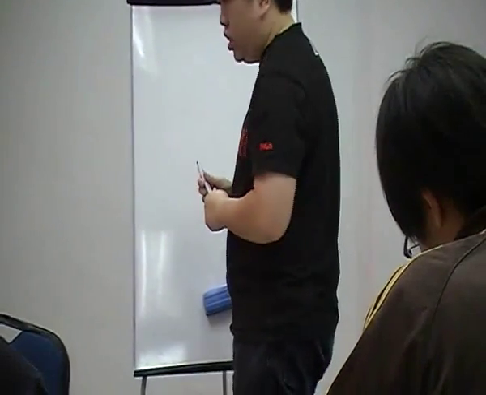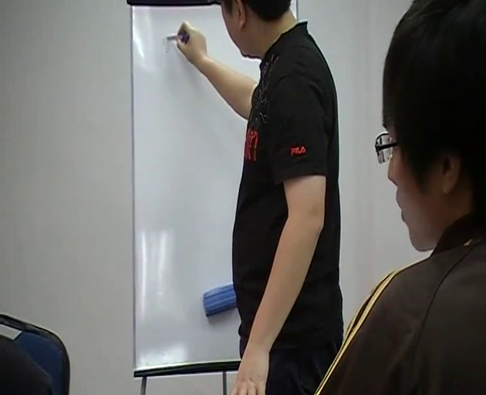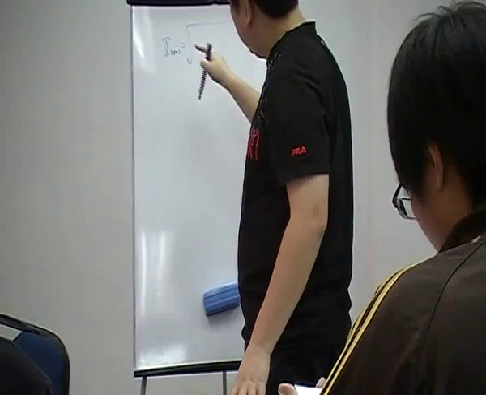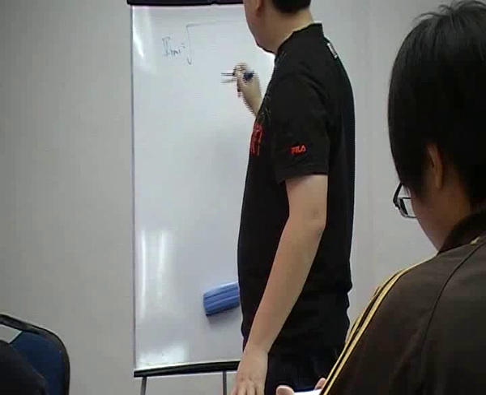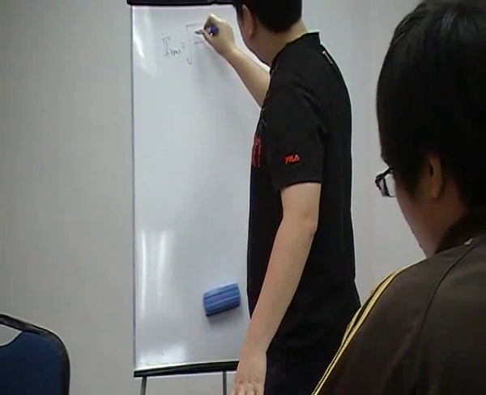So what is root mean square? Root mean square means, for current, the root of the mean of the square. Mean square means the mean of all the squares.